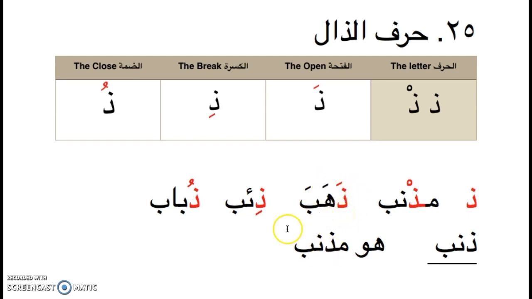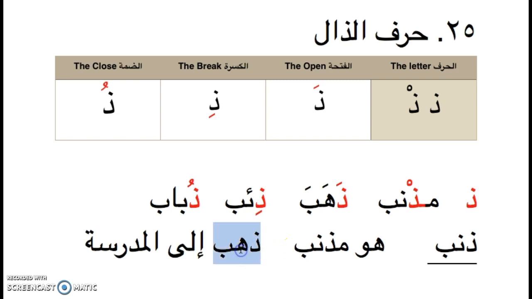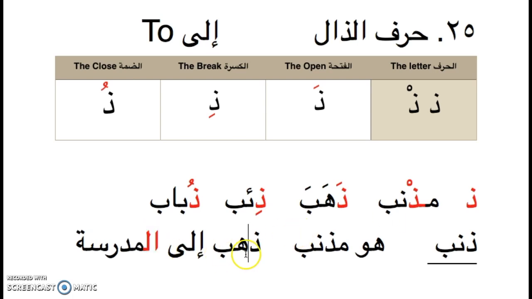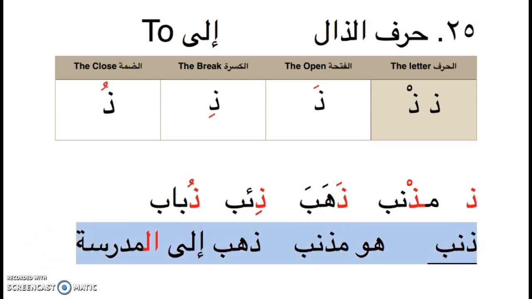Dhahaba is he went. So you say, dhahaba ila al-madrasa. He went, as in the past tense, dhahaba. ذهب إلى المدرسة. إلى is to. Maybe you can put it up here. That would be better. So إلى is to. ذهب إلى المدرسة. المدرسة is the school. The AL here is the. So ذهب إلى المدرسة. So he went in the past. ذهب إلى المدرسة. A little bit of grammar.